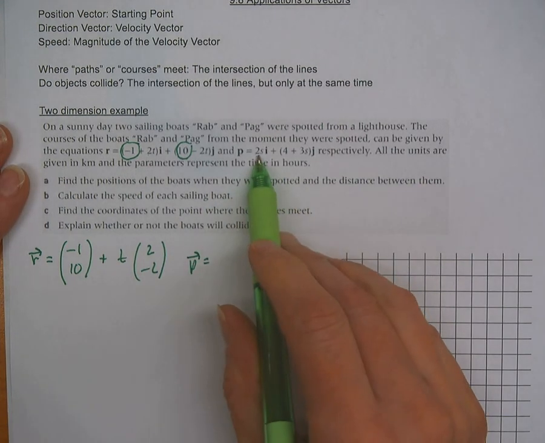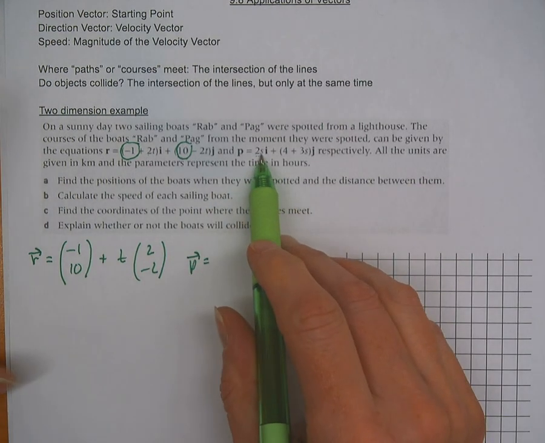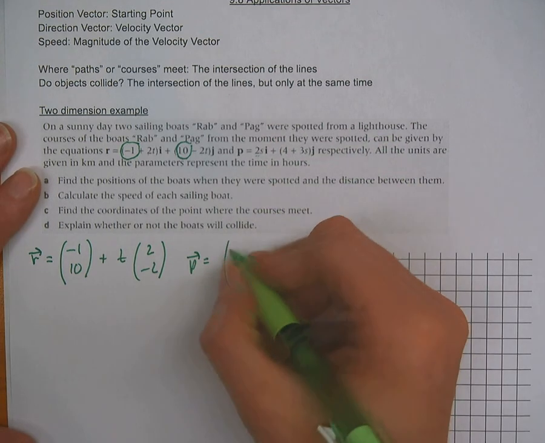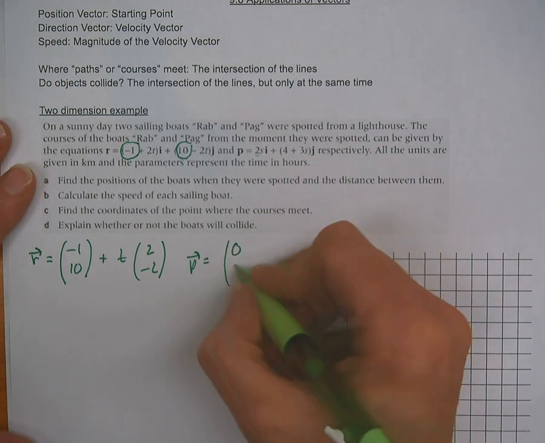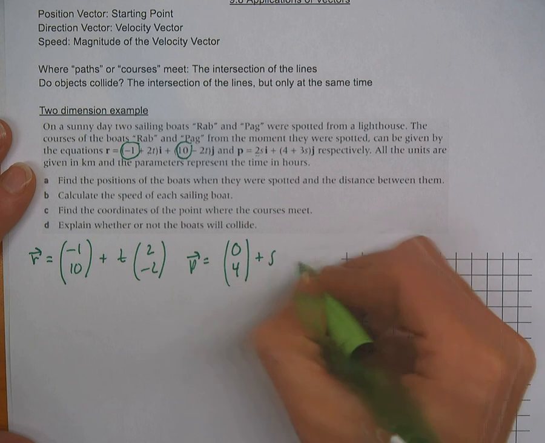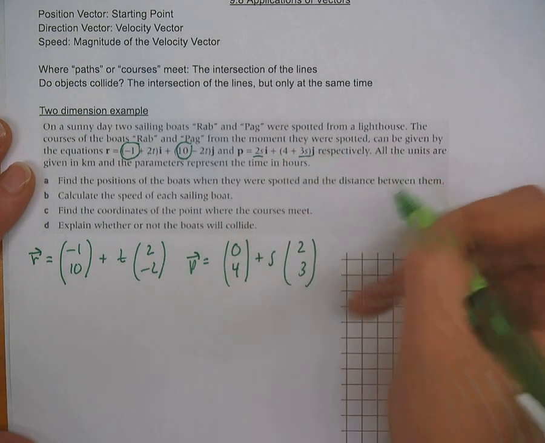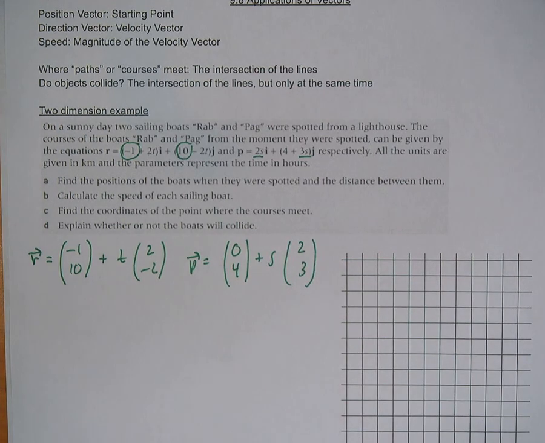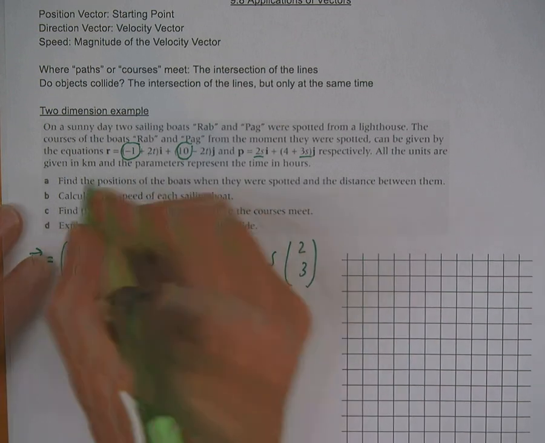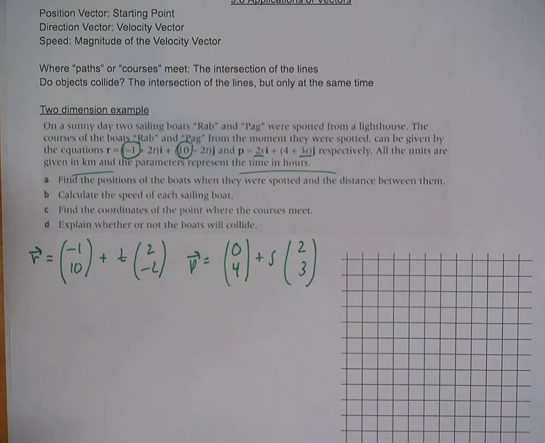Now for P, there is no value that doesn't have the parameter s. So that just means that the starting position is (0, 4). And then plus s times (2, 3). So whatever's with the s goes as our velocity vector. Okay, so now that we've rewritten them in a form that we're more used to, let's continue on. We have kilometers and time in hours.